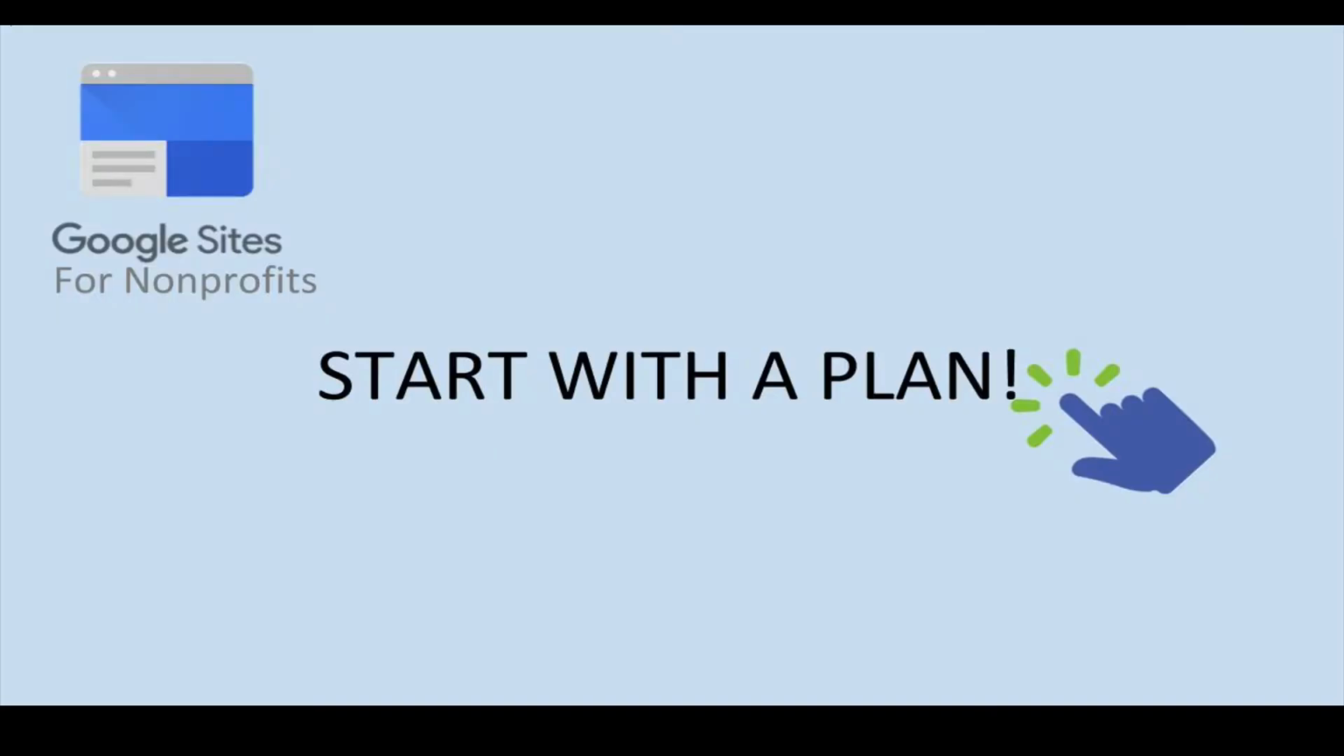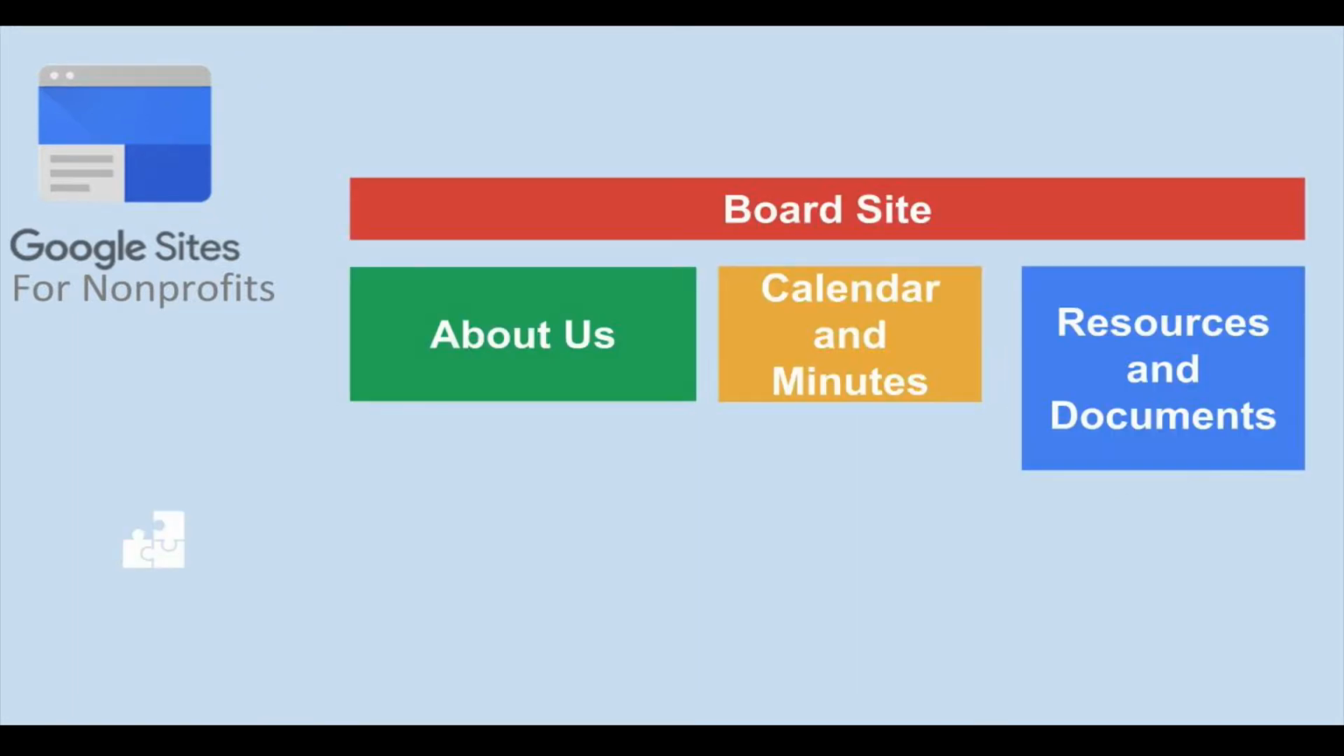One of the most essential parts of building a website is to have a plan, to have some idea what order and how you want to organize what you're sharing with other people. I've created a plan for what we're going to build now. It's very simple. We're going to create 3 pages on our website. One is about the board. The other one's where we're going to share calendar and minutes.